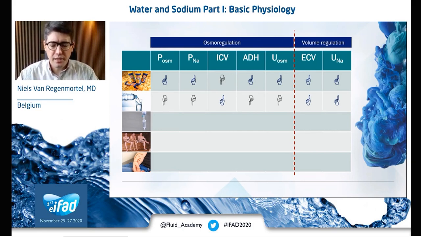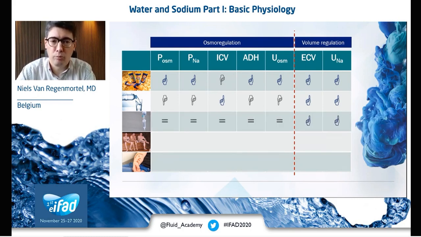The third situation is the administration of a liter of isotonic saline solution. So isotonic to blood, this will not change plasma osmolality, and this will not change plasma sodium. Of course, intracellular volume will remain the same in this case. ADH will do nothing, it will not be secreted. This means that urinary osmolality will not change either way. On the other hand, extracellular volume will increase by this infusion of isotonic saline, and therefore, again, urinary sodium will increase.